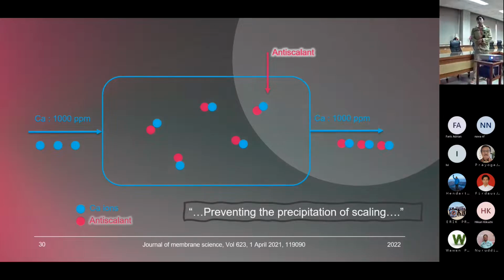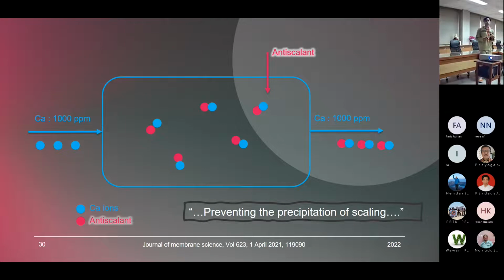So let me explain here with another illustration. There are blue dots and red dots. The blue dots indicate the Ca ions, and the red dots indicate anti-scalants. So before we dive into the picture, we must first know what antiscalant itself is and what the purpose of antiscalant is. Antiscalant helps to maintain and balance the calcium ions in their liquid form or phase.